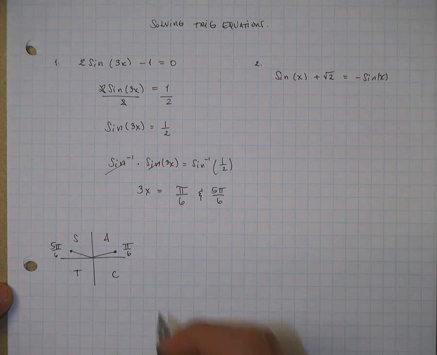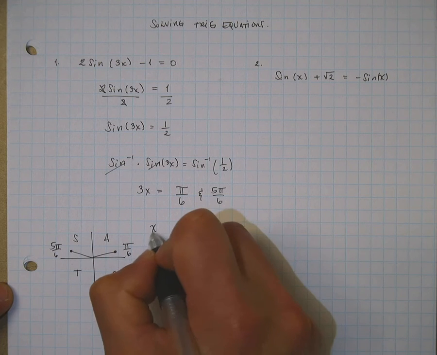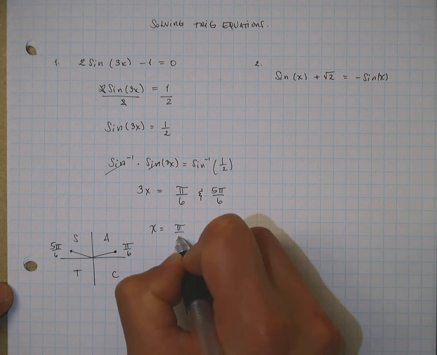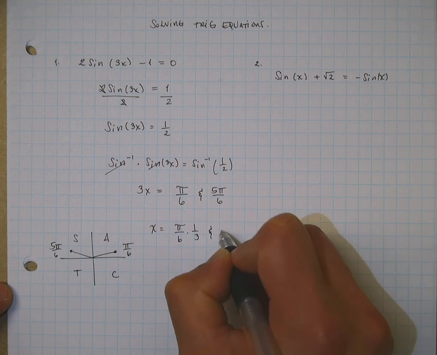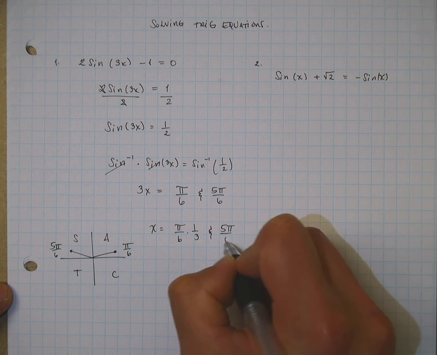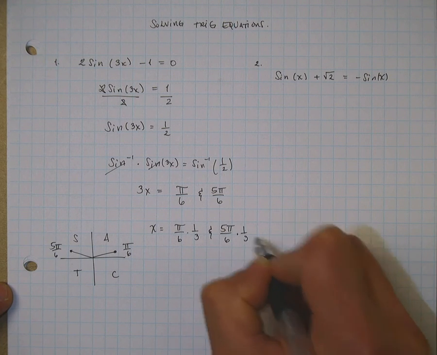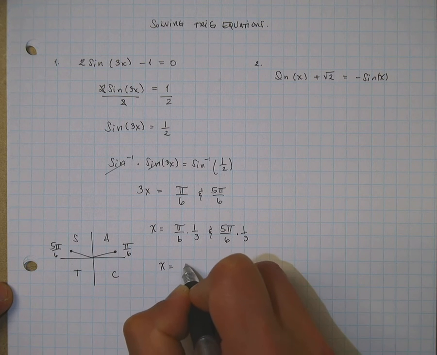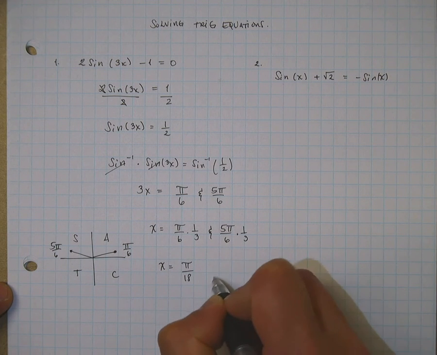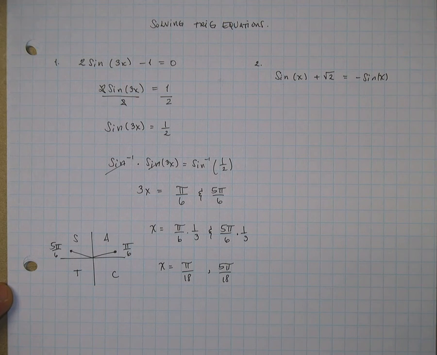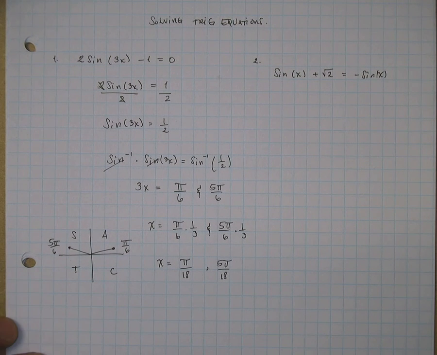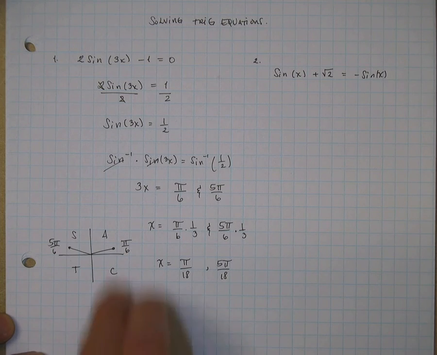Well, what do you do now? You just divide by 3. Dividing by 3, guys, remember, it's the same thing as multiplying by the reciprocal, which is 1/3. So we're going to have pi/6 times 1/3 and 5 pi/6 times 1/3. That's going to give me pi/18 and 5 pi/18. And that's it. The algebra is pretty easy, but you have to know your unit circle.